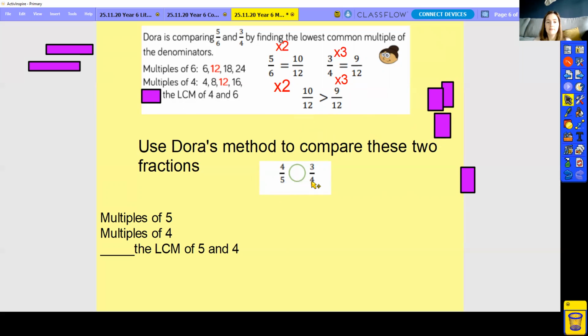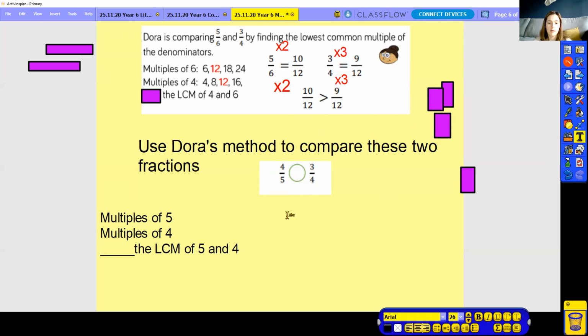So we've got 4/5 and 3/4. So the first thing we need to do is write our multiples of 5. So we're going to do one at a time. So the first multiple of 5 is, of course, 5. The first multiple of 4 is, of course, 4. Let's go back to our multiples of 5. The next multiple of 5 is 10. The next multiple of 4 is, of course, 8. We haven't had a multiple yet that's in both. The next multiple of 5 is 15. The next multiple of 4 is 12.